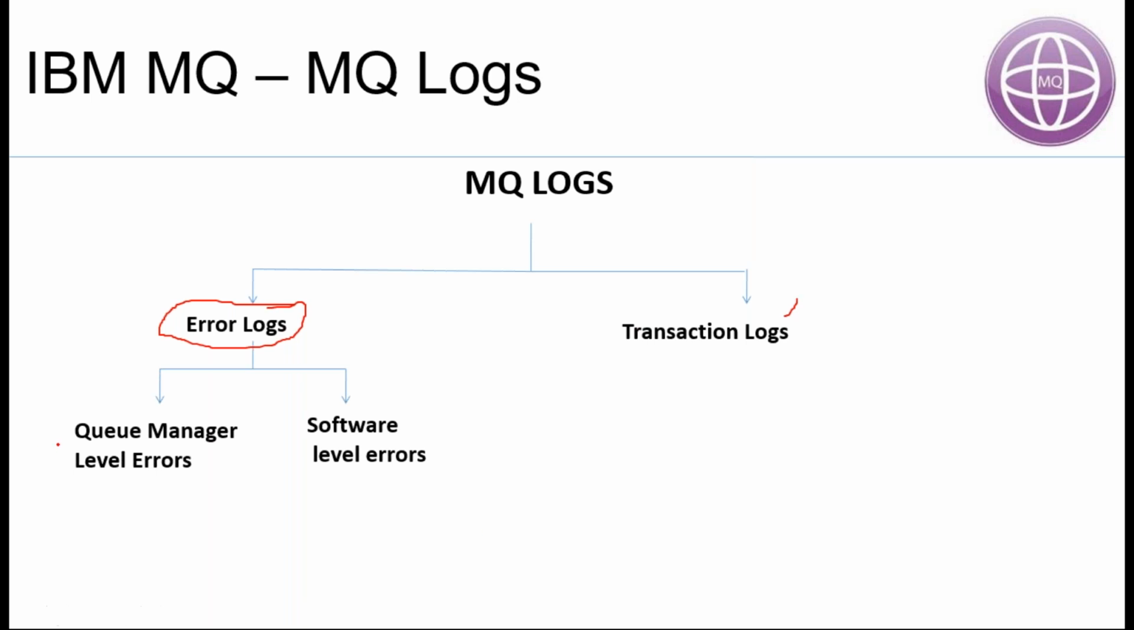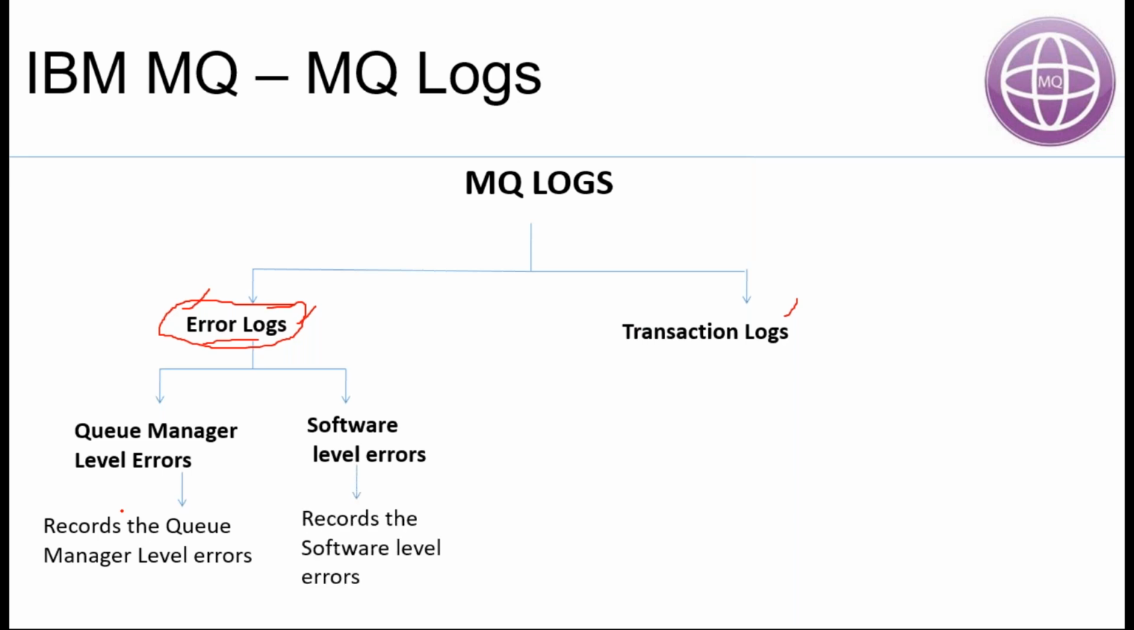It means in a queue manager, if any error happened, that will be recorded in the error log, or if any MQ software level error happened, that will be recorded in the error logs. That's why this file is called error logs. The queue manager level will contain the queue manager level errors, and the software level will record the software level errors.